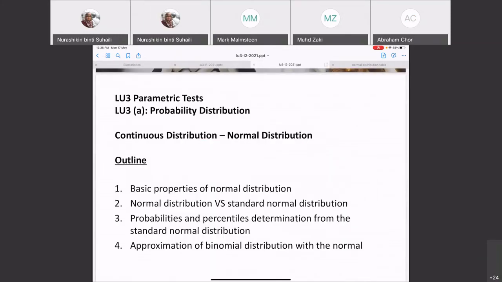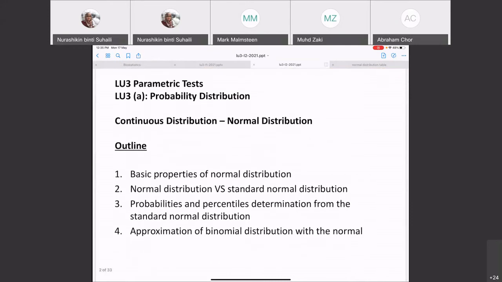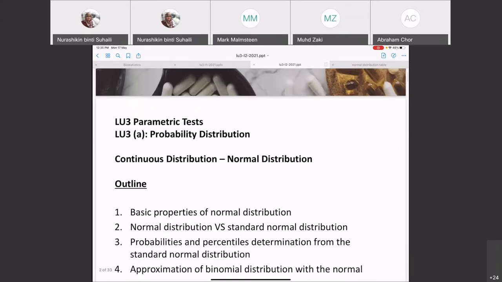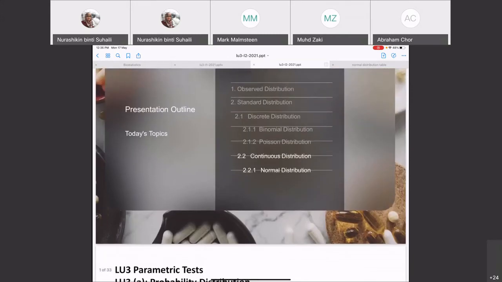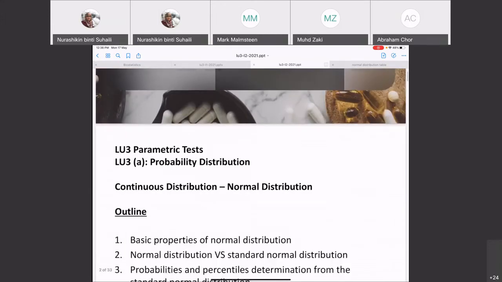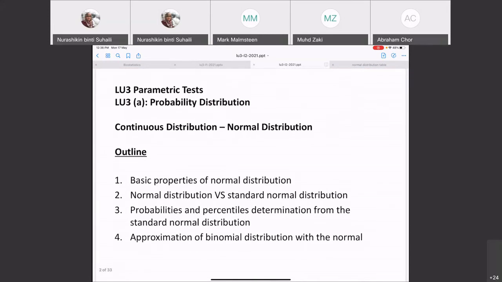Alright, so we continue. The second part of today's lecture is continuous distribution. Previously we covered discrete distribution, of which there are two types, binomial and Poisson. For continuous distribution, there are normal and t-distribution, but today we just cover normal distribution. The t-distribution is going to be the next lecture.